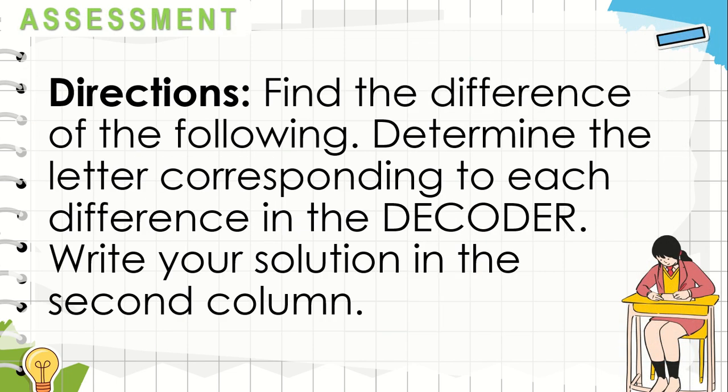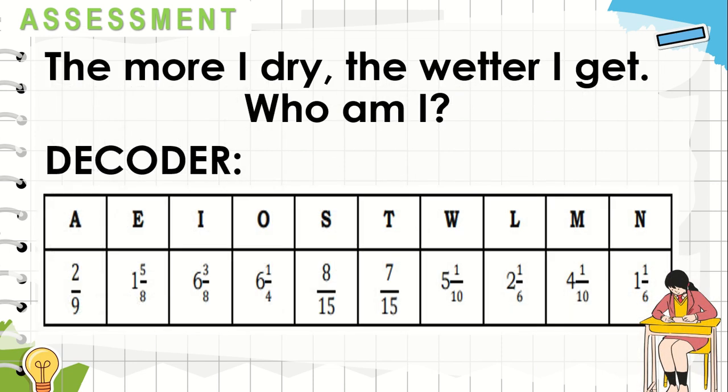Find the difference of the following. Determine the letter corresponding to each difference in the decoder. Write your solution in the second column. The more I dry, the wetter I get. Who am I? Here are the decoders.